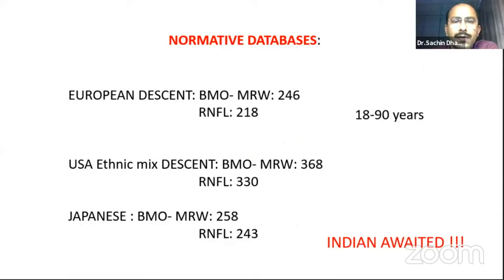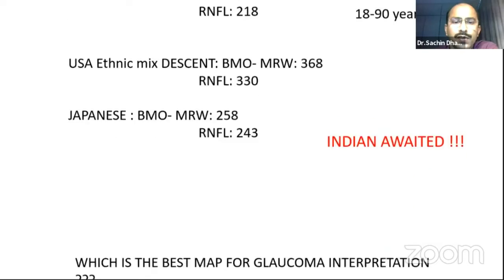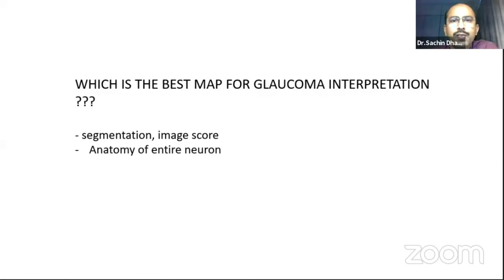So normative databases, just for the knowledge, you have European, USA, and Japanese ethnic descent, 18 to 90 years of age. The Indian is still awaited, but a significant number which is comparable to most machines. Now, which is the best map for glaucoma interpretation? You get many maps in many machines, and you have to choose the ones which give you the most information. Remember, you're not in front of the machine most of the time. So you should be sure that all the quality checks are there in the maps that you interpret, so that you do not miss anything and don't interpret maps which are wrong.